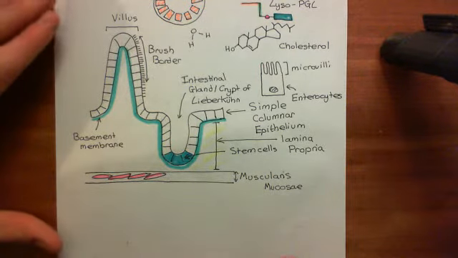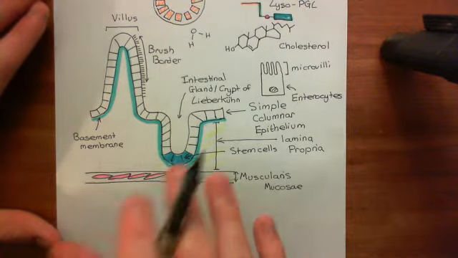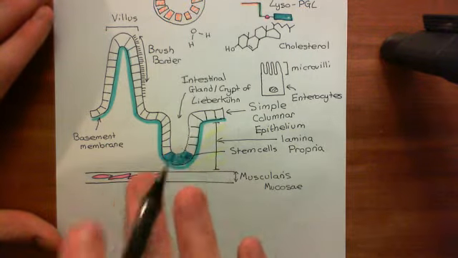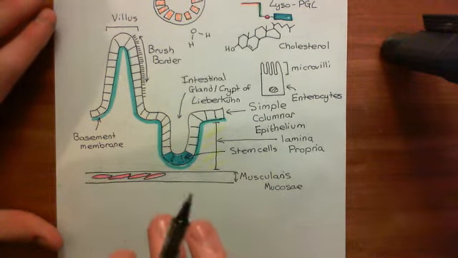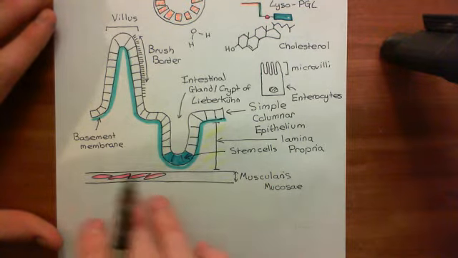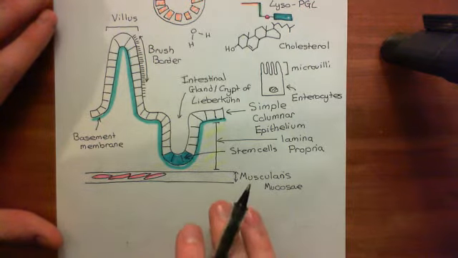The lamina propria will have some important structures in it that I haven't yet shown, which are the blood vessels. The reason I haven't yet shown them is because they're going to come from bigger blood vessels, which will come from the layer underneath the muscularis mucosae, which I'm about to discuss.